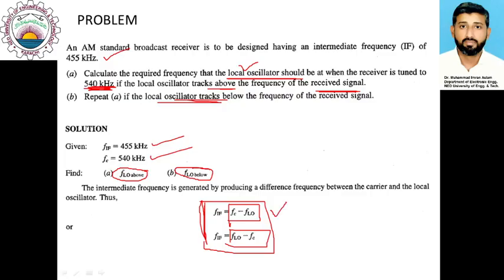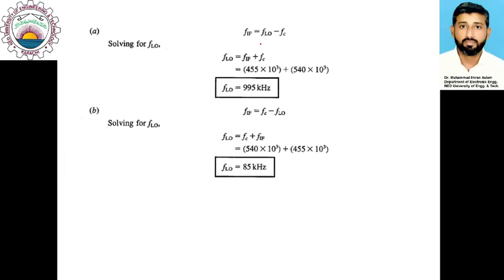And from these two relationships, we can see that there are two possibilities. If we solve this case, the IF frequency is FLO minus FC. In that case, the local oscillator frequency can be written as the sum of the intermediate frequency and the carrier frequency. So the local oscillator frequency should be 995 kilohertz, that is above the RF frequency. The received signal frequency was 540 kilohertz, whereas we need the local oscillator frequency to be equal to 995 kilohertz.